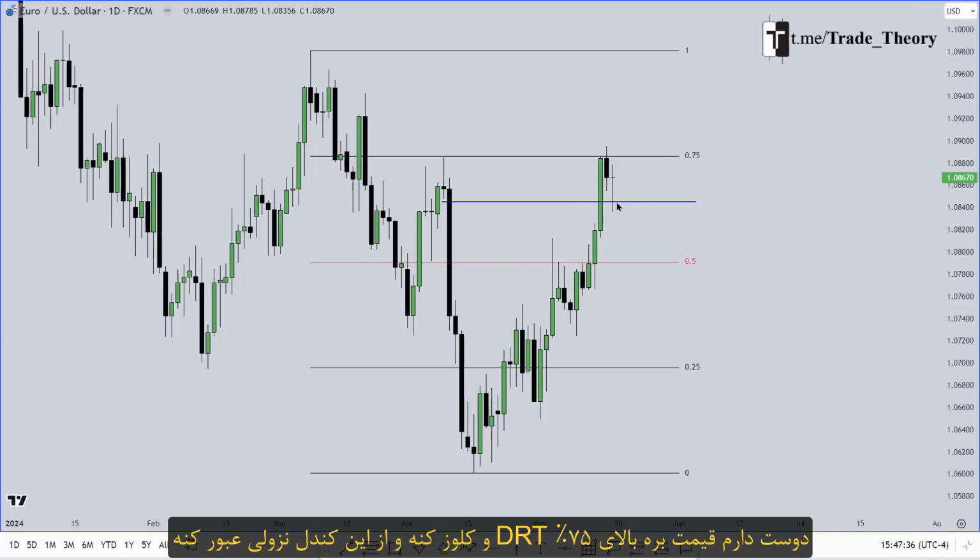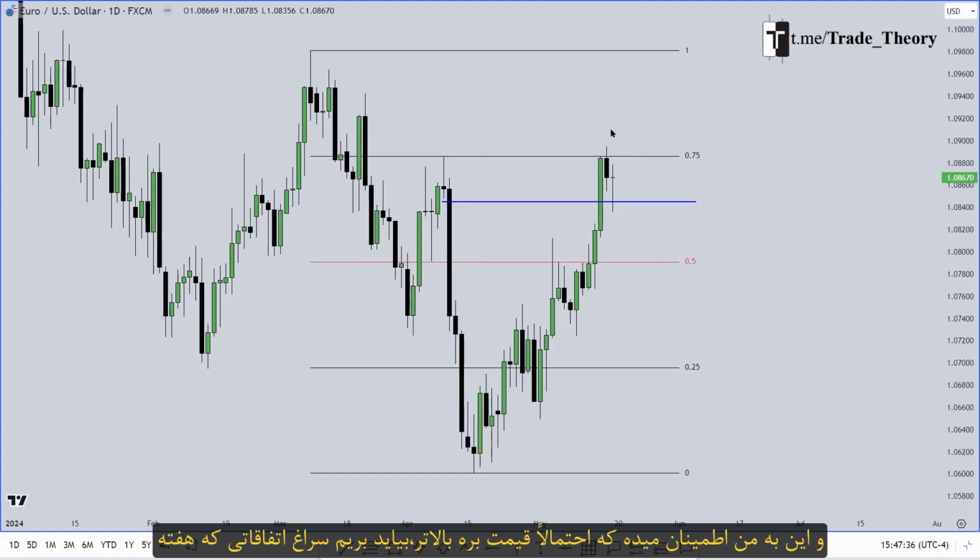I would like to see price get back above the 75 DRT level on a closing basis and run through this down close candle. If that happens, we would have a change in state of delivery at a key DRT level, and this would give me conviction that we are likely to then run higher. Let's get into what transpired last week on the Euro Dollar, and I can do a little bit of teaching on the price action.